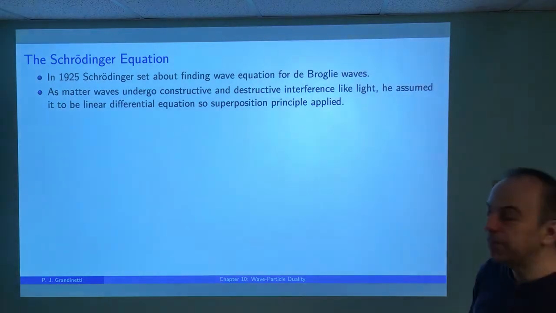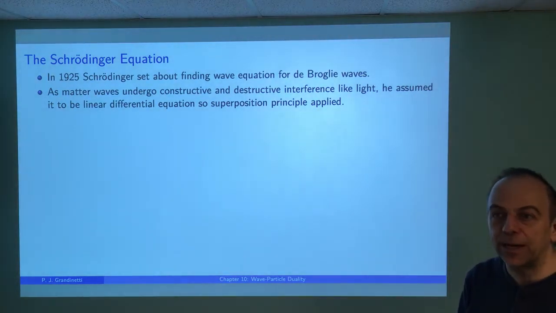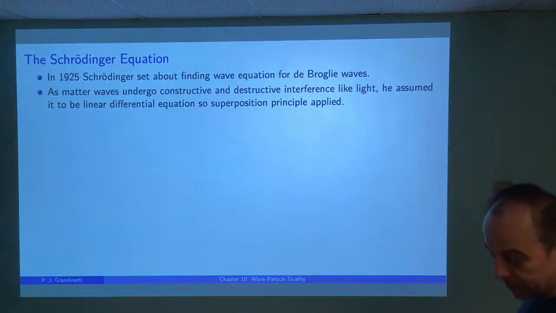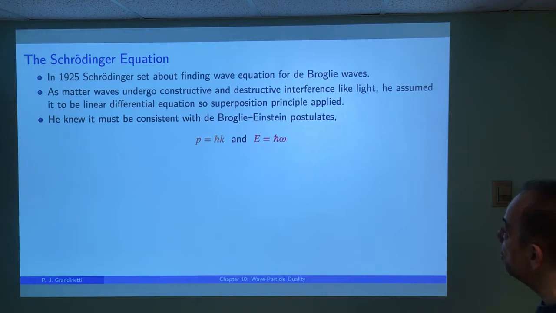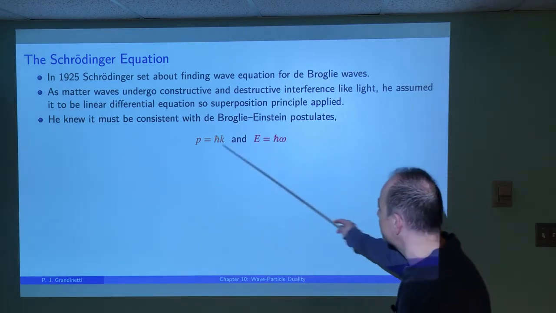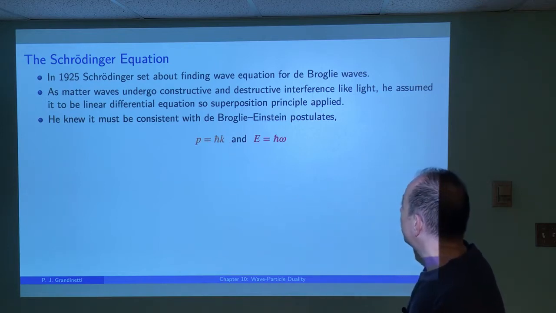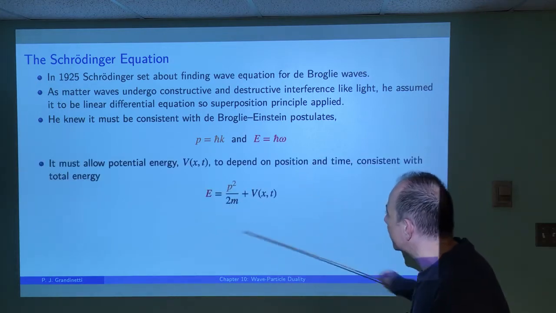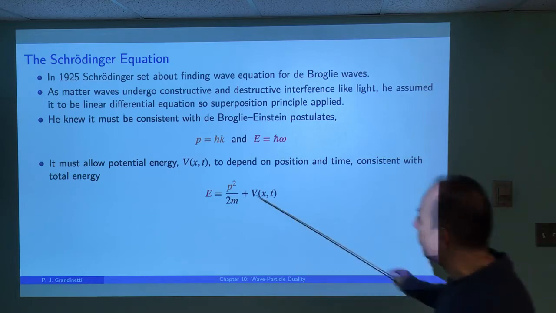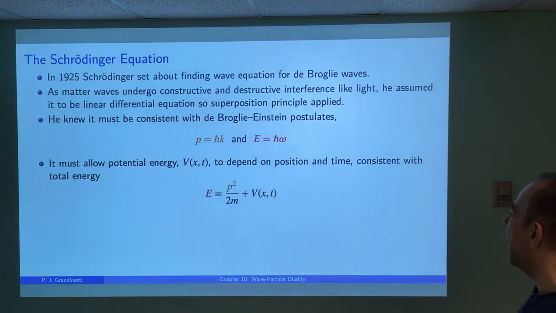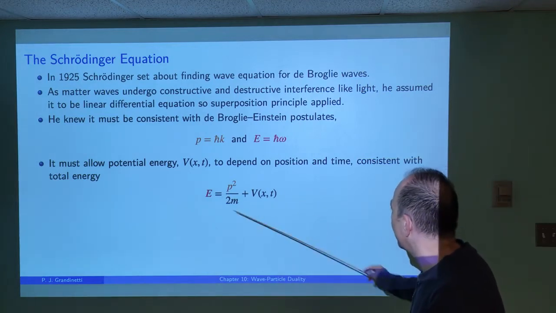So he assumed there must be some kind of superposition principle at play, and so this must be some kind of linear differential equation. He knew that he had to be consistent with the de Broglie-Einstein postulates, that the momentum is related to the wave number, or wave vector if you like, and the energy was related to frequency. He wanted to have some kind of general expression that took into account any arbitrary potential that this wave packet, this particle wave, was moving in.